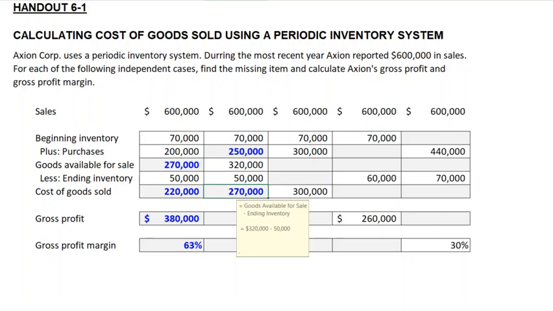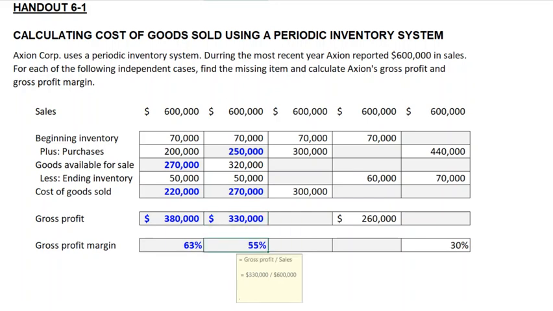We subtract the cost of goods sold from sales and get a gross profit of $330,000. We can then take that $330,000 and divide it by $600,000 in sales to get our gross profit margin of 55%. Again, this means that we're making 55 cents in profit on average for every dollar in sales revenue. Again, of course, that's before our other operating costs: advertising, salaries, rent, utilities, taxes, interest, etc.